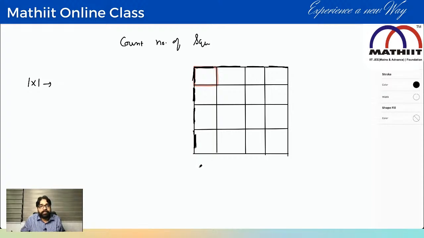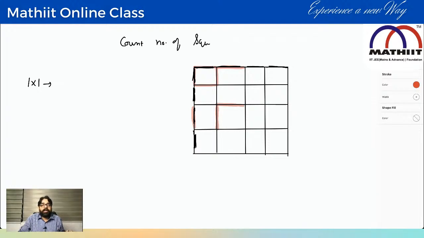Did you understand? Suppose somebody says, sir, what is the meaning? The meaning is this: if you selected this side, imagine this side and this side. So which square am I talking about? If you selected this side, means this side and this side, so I am talking about this square.